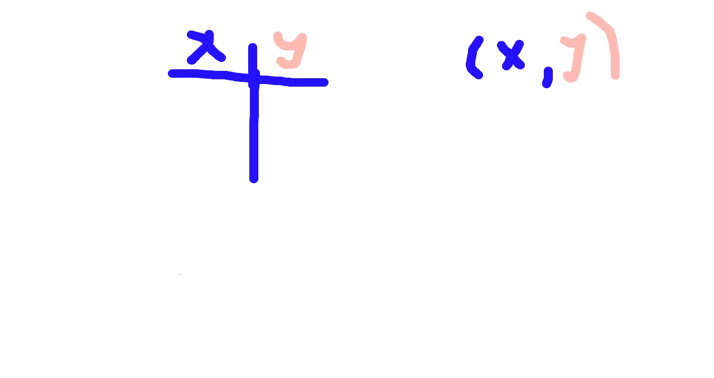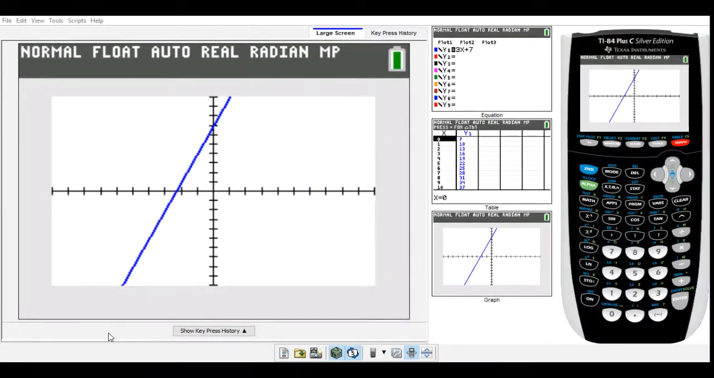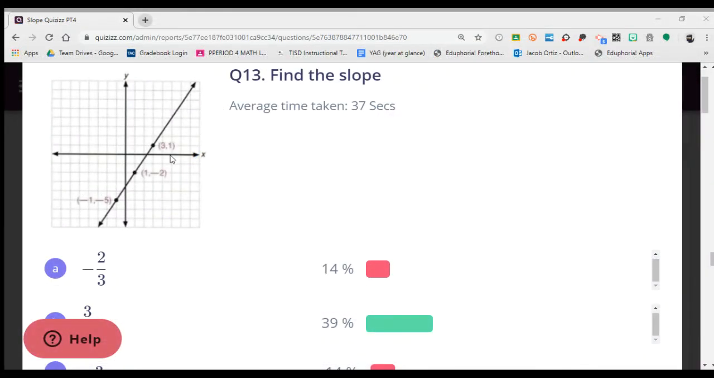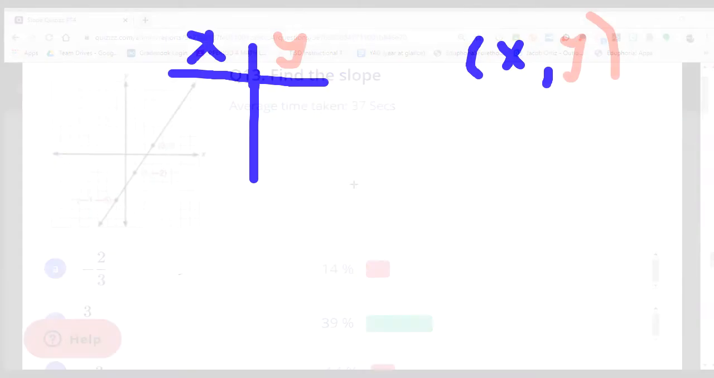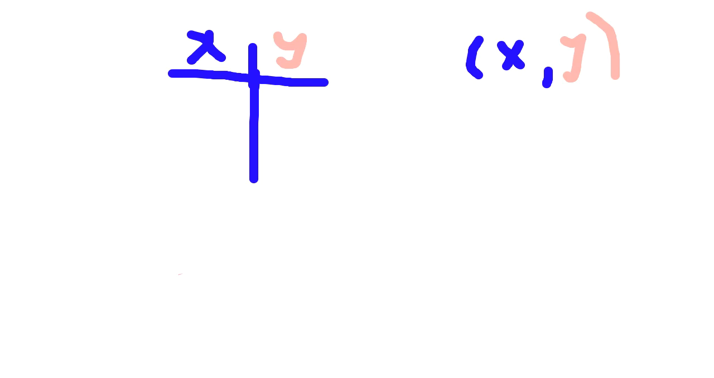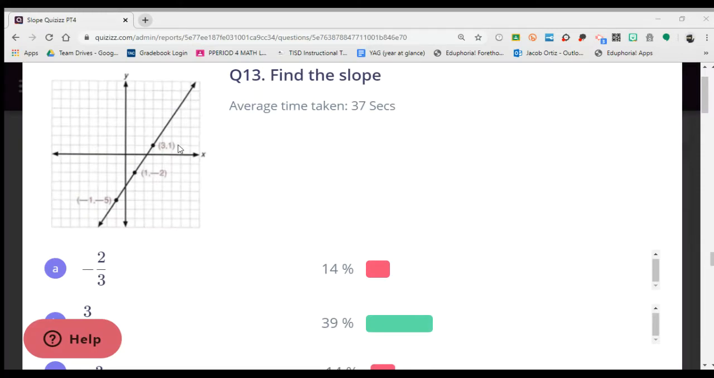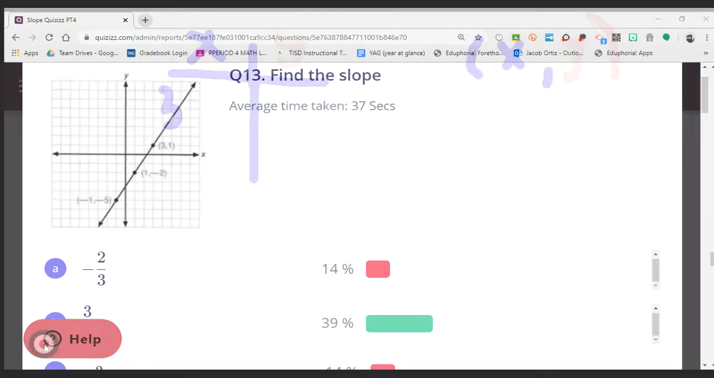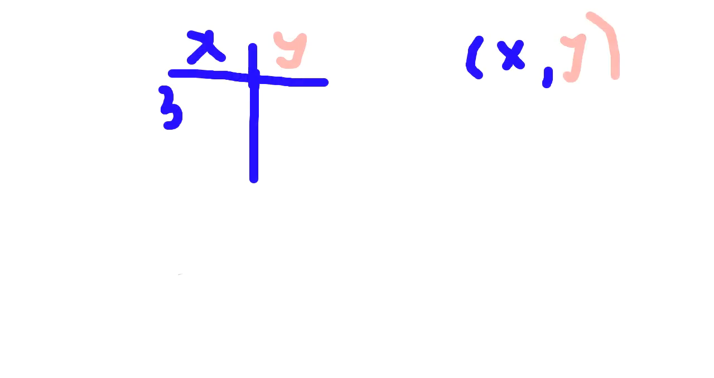Remember, you do your alphabet: A, B, C, D, F, G, H, I, J, K, L, M, N, O, P, Q, R, S, T, U, V, W. X comes first, so x always comes first, then y. So what number comes first in this? 3 comes first, so your x would be 3, and then my y would be 1.